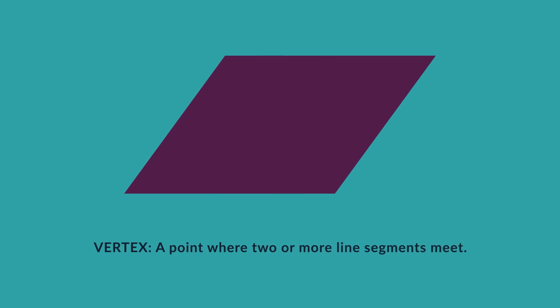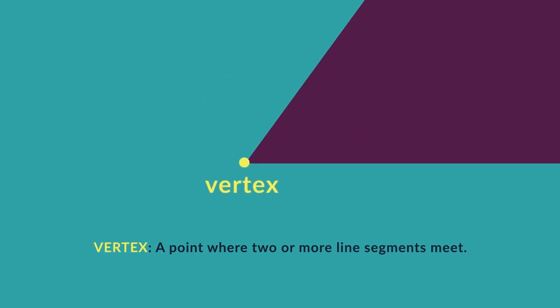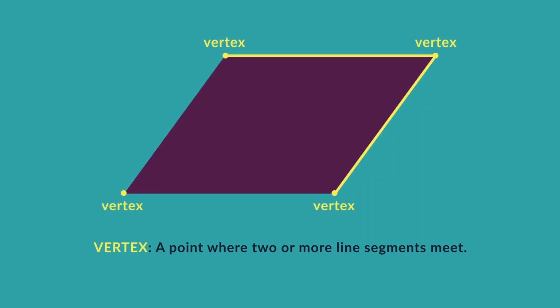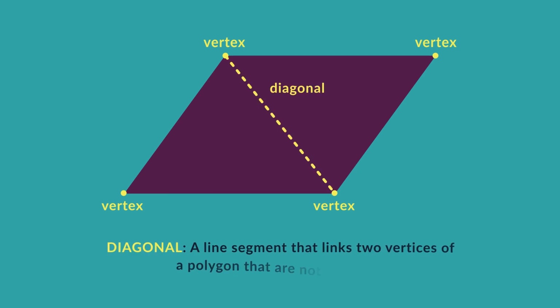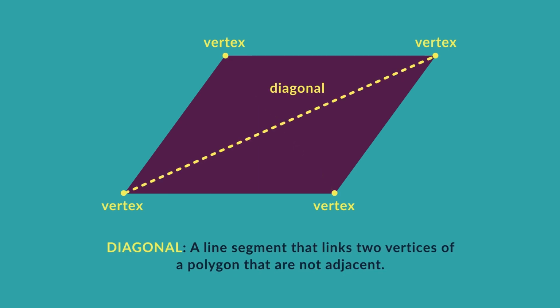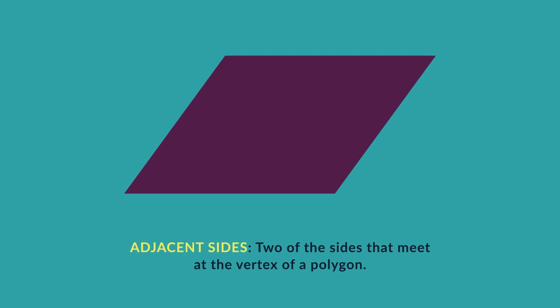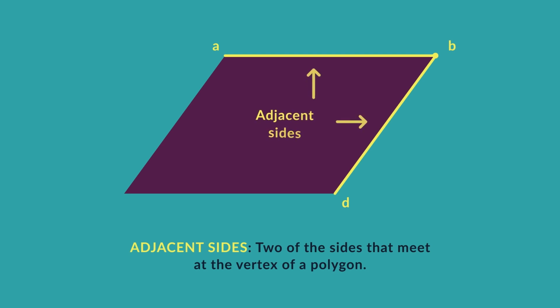The vertex is a corner of the polygon, a point where two or more straight lines meet. A diagonal is a straight line that usually runs from one vertex to another vertex. Adjacent sides are two sides that are right next to each other. In this figure, sides AB and BD are adjacent sides.